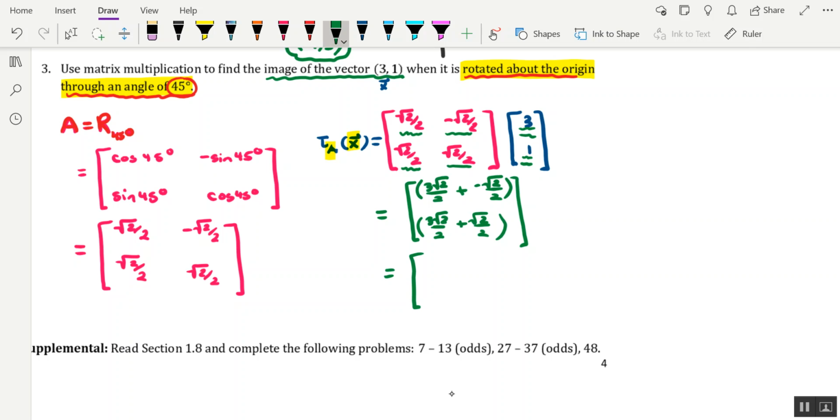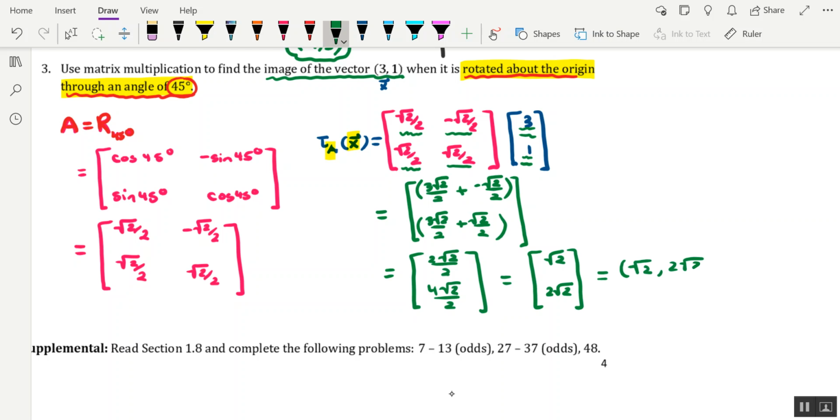3 radical 2 over 2 plus negative radical 2 over 2 gives us 2 radical 2 over 2. And then adding the numbers in the second row here will give us 4 radical 2 over 2. And that'll simplify a little bit further, giving us radical 2 and then 2 radical 2. And in comma delimited format, that'd be radical 2, comma 2 radical 2. Alright, either version of the output vector is good with me. But either way you slice it, we should have a first coordinate of radical 2 and second coordinate of 2 radical 2 when all is said and done.